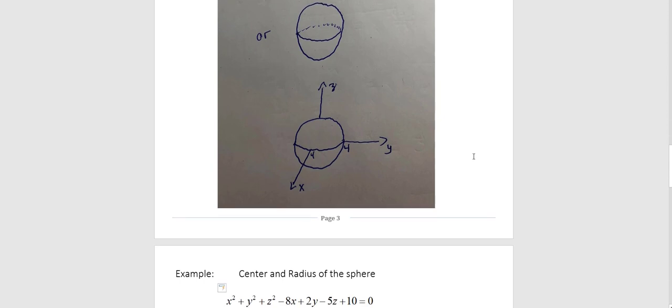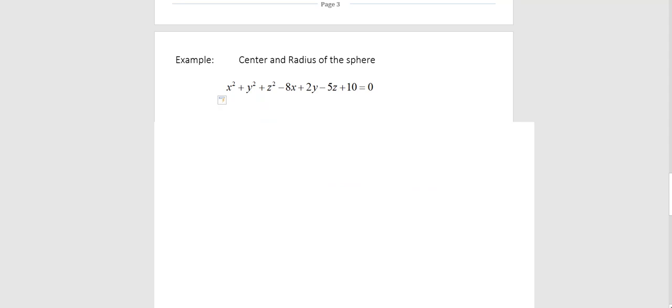Let's look at one more sphere and then one more item on the graphing tool. So we're going to find the center and radius of the sphere that's given here. We're going to use a process called completing the square. So we separate our terms with x, y, and z and move our constant term 10 to the other side of the equation, because it is an equation.